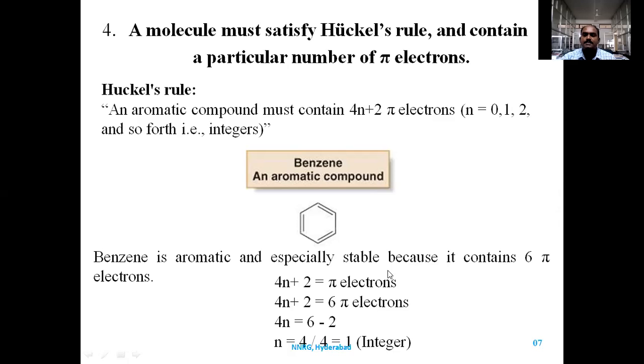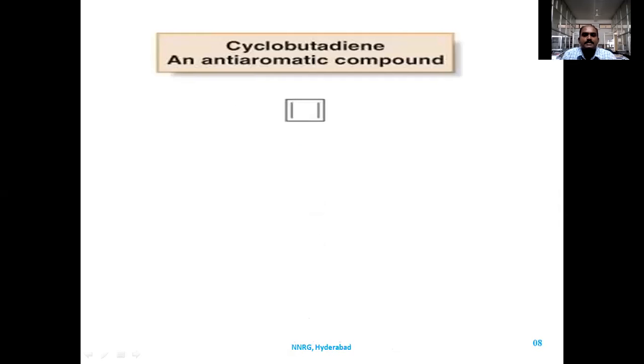So when integer 1 is there, then the molecule can be aromatic. Means if a system has 6 pi electrons, then the molecule can be called aromatic, provided it satisfies other criteria also, that is cyclic, planar, conjugation, and also 6 pi electrons. So we'll see another system, that is cyclobutadiene.